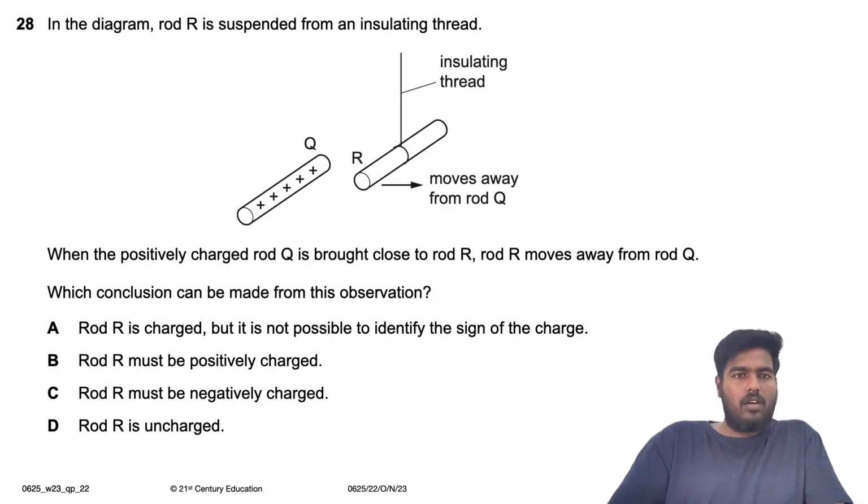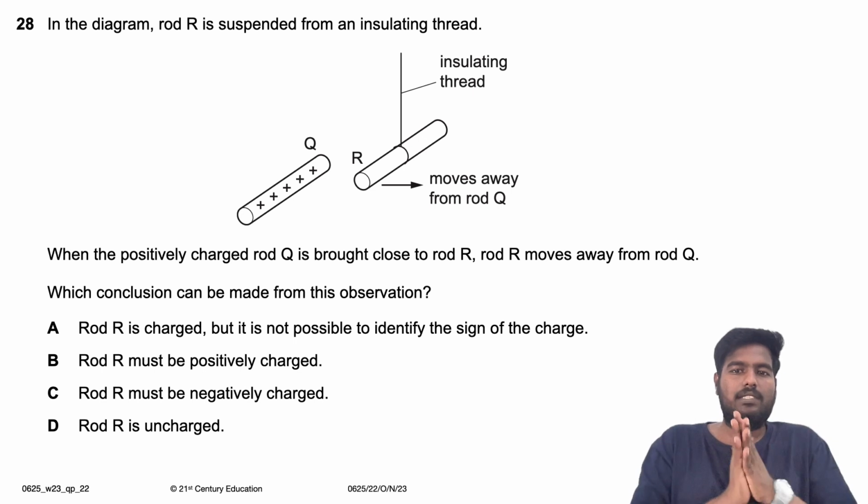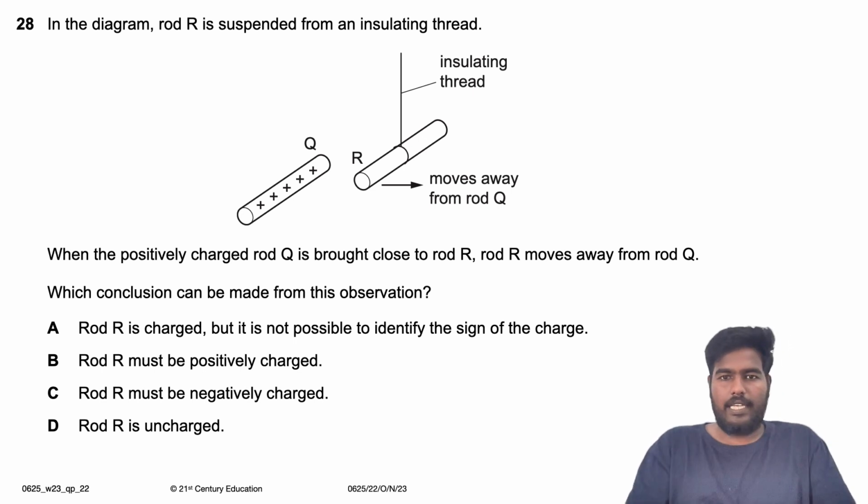In the diagram, rod R is suspended from an insulating thread. When a positively charged rod Q is brought close, rod R moves away from rod Q. Which conclusion can be made from this? So when positive rod Q is brought near the rod, it moves away, meaning that it repels. We know that like charges repel each other, so the charge of R also should be positive. So B is the right answer. Rod R must be positively charged.